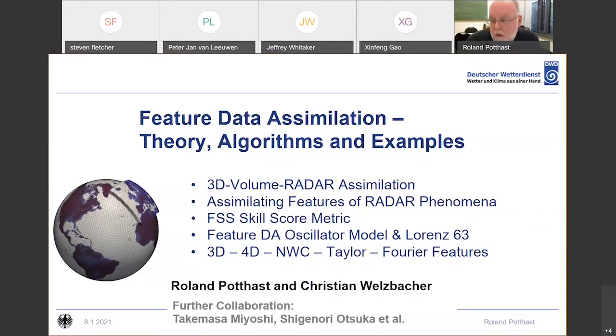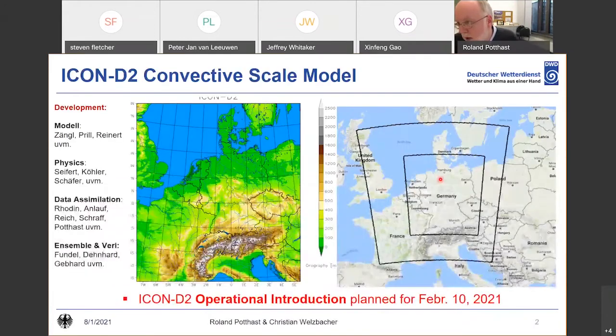So let me show you. First of all, at DWD, we run global models, we run European scale models, and we run convective scale models. And here I show you the setup of the convective scale model ICON-D2. The D2 stands for basically 2 kilometer resolution. And we are about to move this model to operations in DWD.